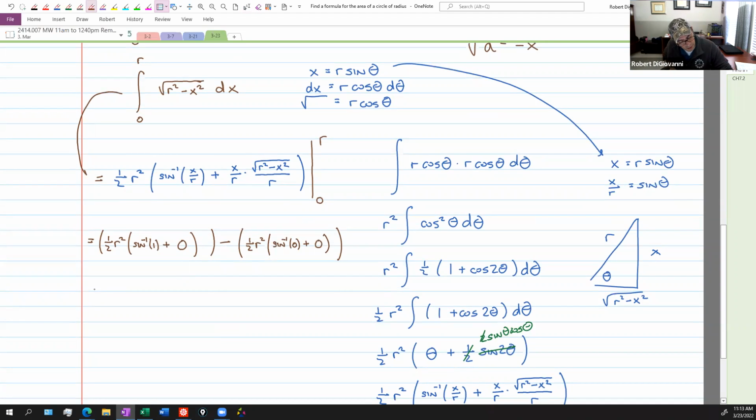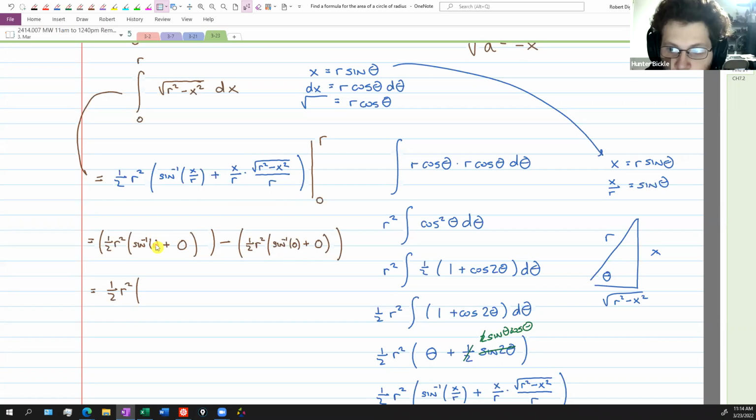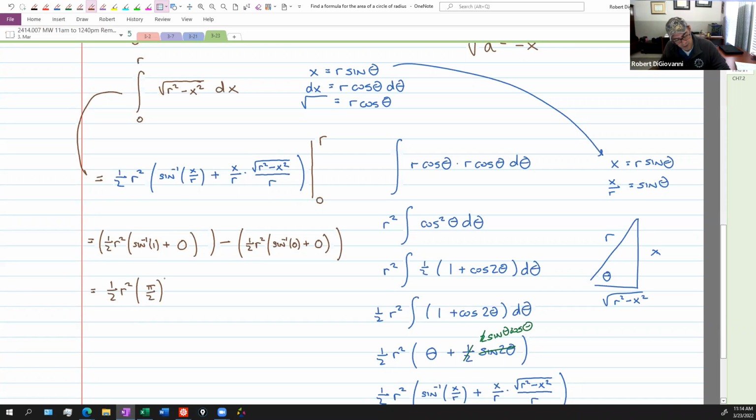All right, let's see what this is. We have 1/2 R squared. Now the inverse sine of 1 is basically saying at what angle on the unit circle is sine going to give you 1? So at what angle is sine 1? Pi over 2. Pi over 2, right? So this is going to be pi over 2 plus nothing, right? And then we have minus 1/2 R squared times inverse sine of 0.